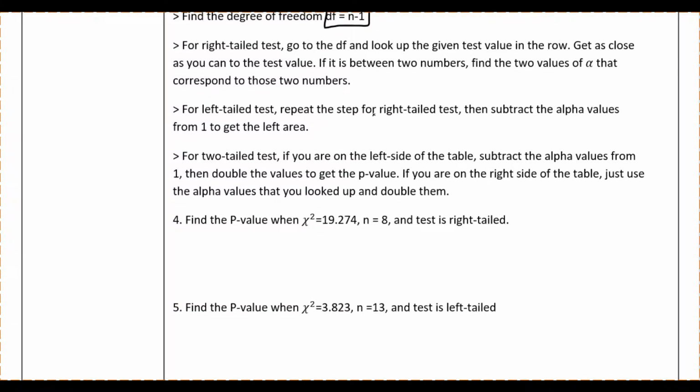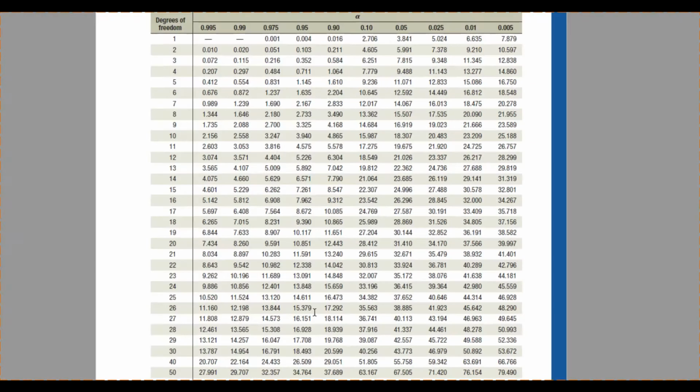Now for a right-tailed test, we look up the df, and in that row, we look up the given test value. We want to get as close as we can to the test value, and if it is between two numbers, we find the two values of alpha that correspond to it. So for example, if my df is 12, and I'm looking at a test value of 4, then 4 is between those two numbers. And so we want to look at a right-tailed test.